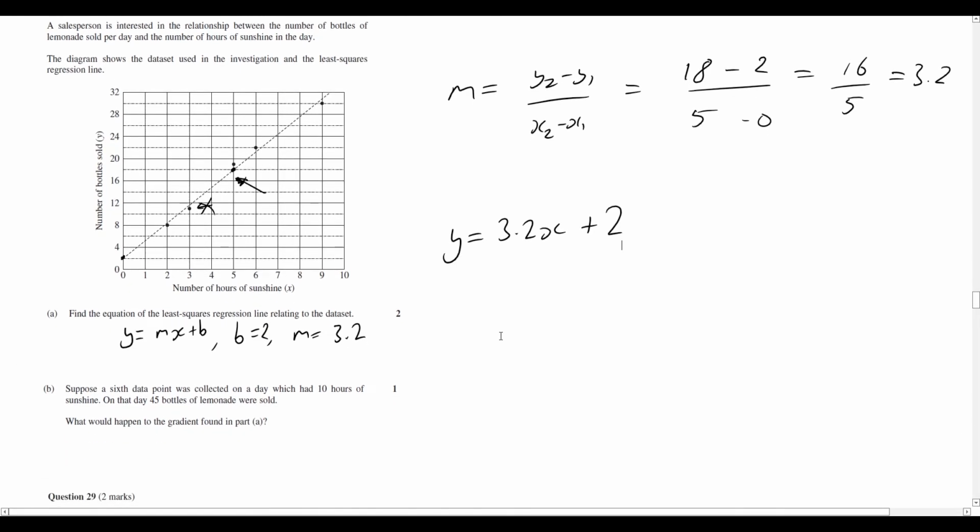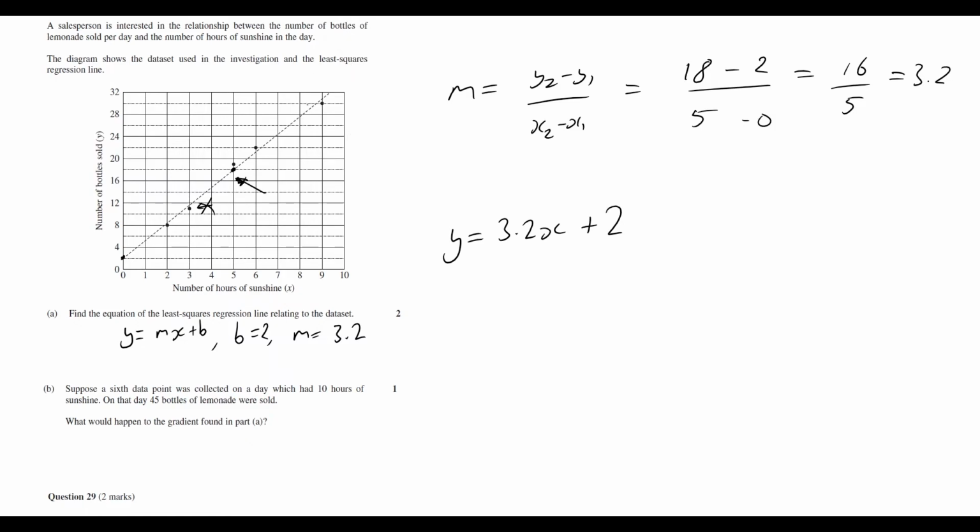Okay, part B. Suppose a sixth data point was collected on a day which had 10 hours of sunshine. On that day, 45 bottles of lemonade were sold. What would happen to the gradient found in part A? Okay, so if we try and find where that point would fall on this graph, we go to 10 hours of sunshine and we go up to here, and that's 32. So clearly this would be somewhere right up the top. So it's not really going to be present on this graph.